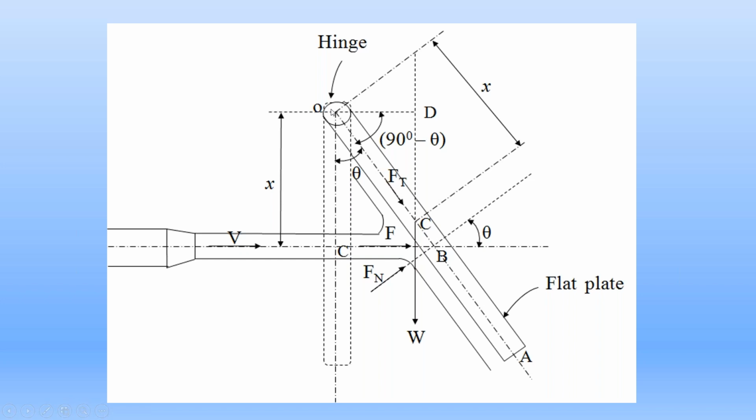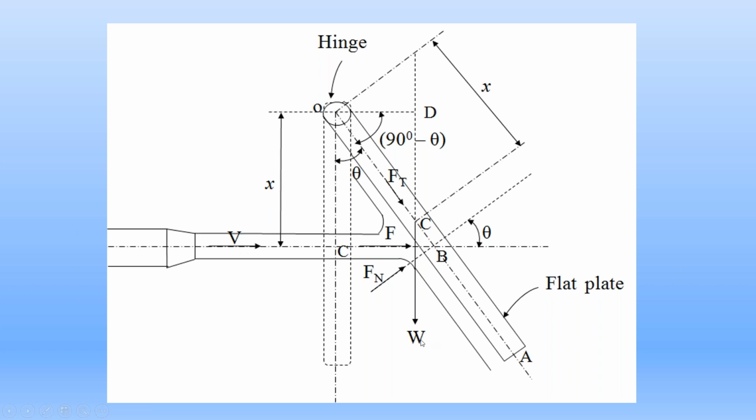We know that moment is equal to force into perpendicular distance. Since the force Ft is passing through point O, that is the hinge, the moment of this force Ft about the hinge is 0. There is no perpendicular distance for the force Ft, because the force Ft is passing through the hinge point O. So the perpendicular distance is 0. So the moment of force Ft about point O is 0.